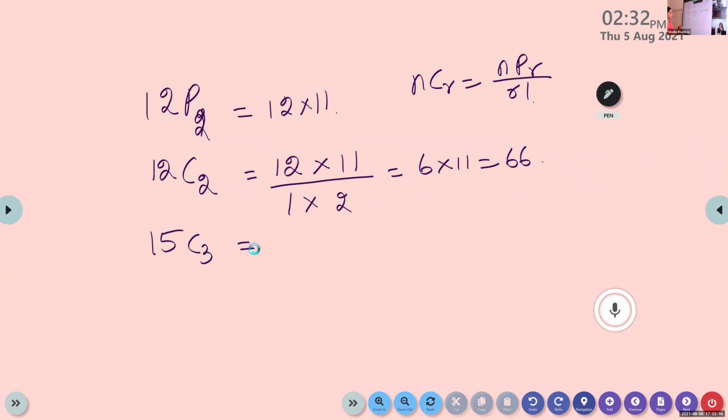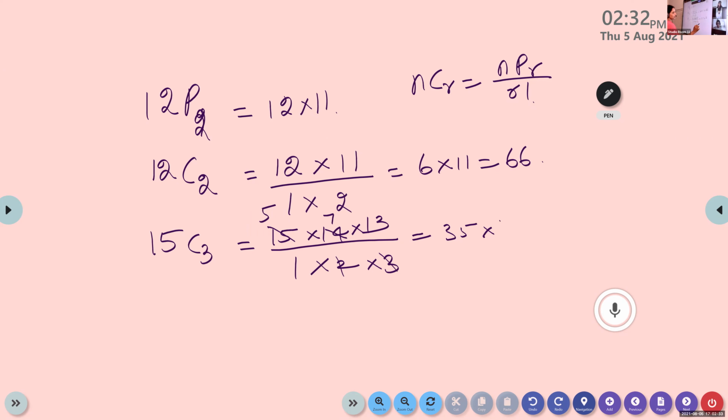Now likewise, here 15C3 means it is 15 into 14 into 13 by 1 into 2 into 3. So I'm simplifying. What is the answer? If you cancel, this is 7, this is 5. So we get 35 into 13. What is the answer, Rahul? What is 35 into 13? 455. Is it correct, Sanjana? Yes, ma'am. Okay.